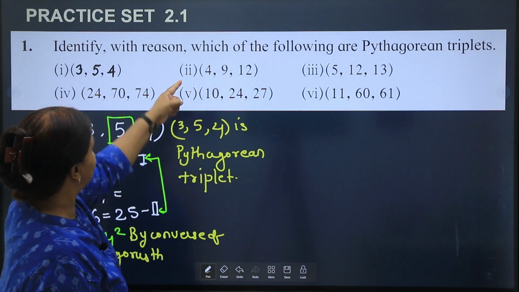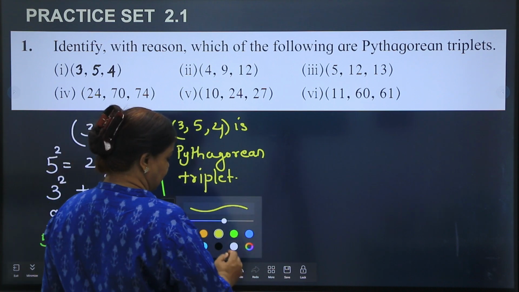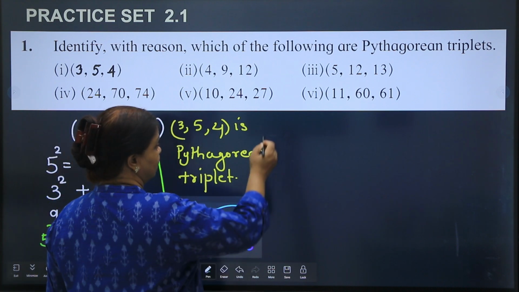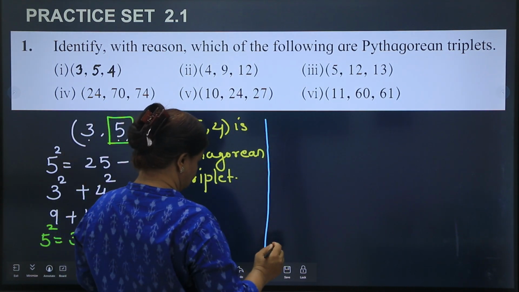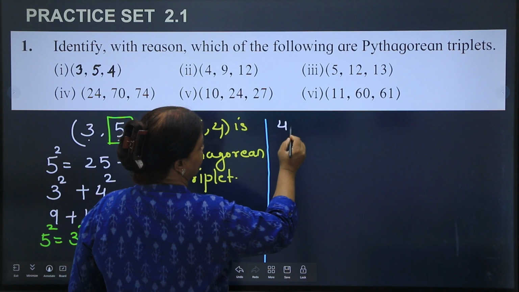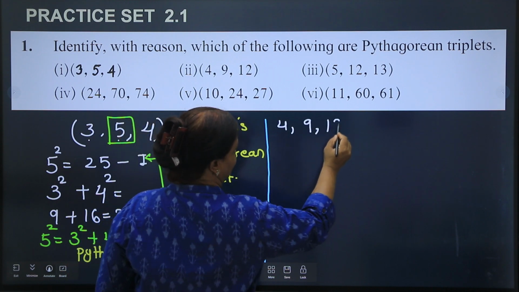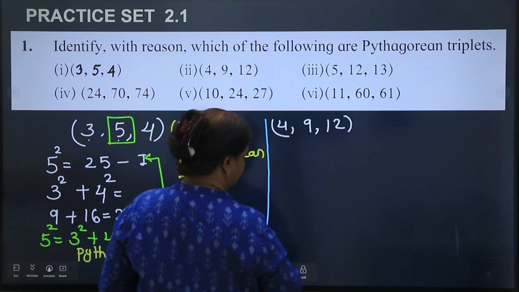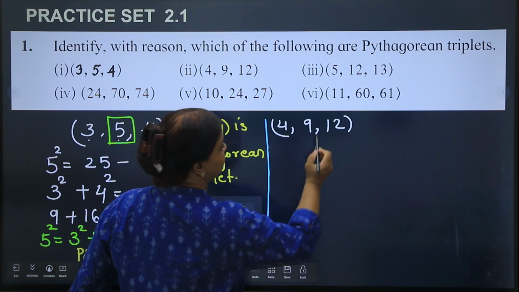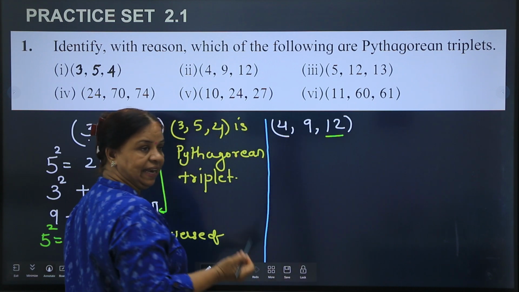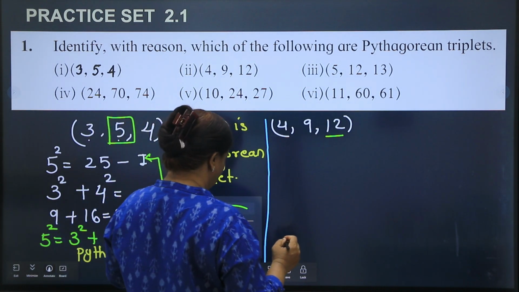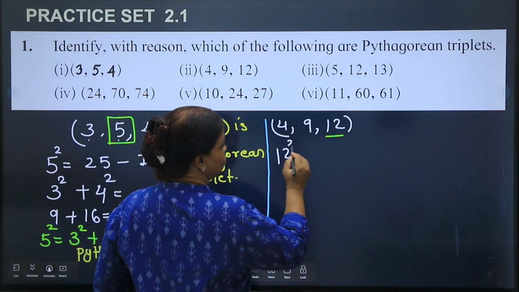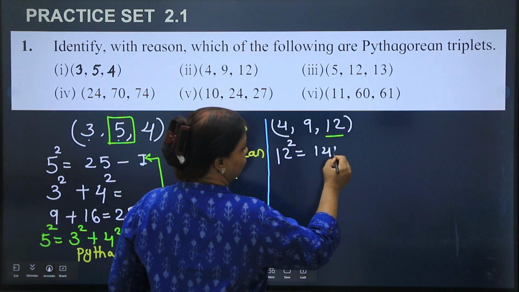Let's move to the next question. The other numbers which are given are 4, 9, 12. Out of these three numbers, which is the greatest number? 12 is the greater number. So we will take the square of 12. When I take the square of 12, what will I get? Square of 12 is 144.